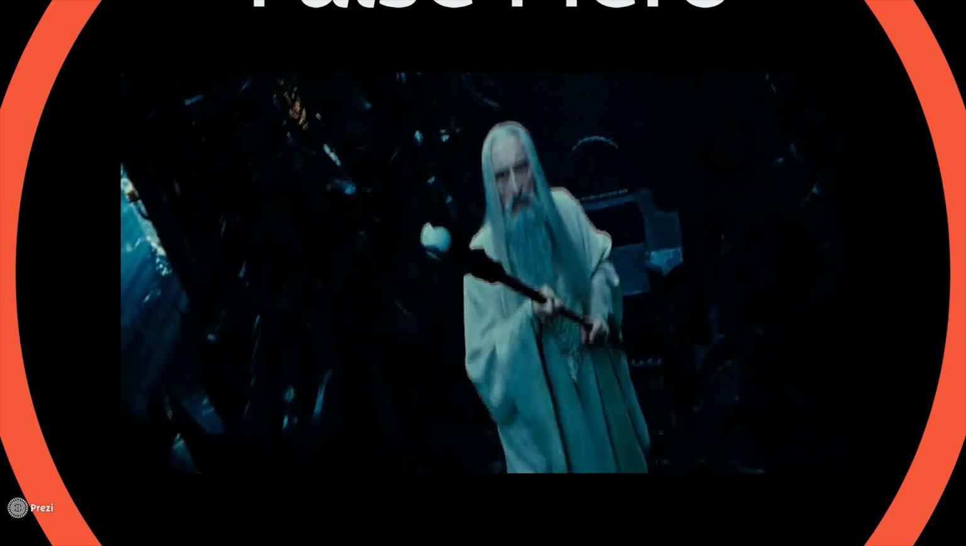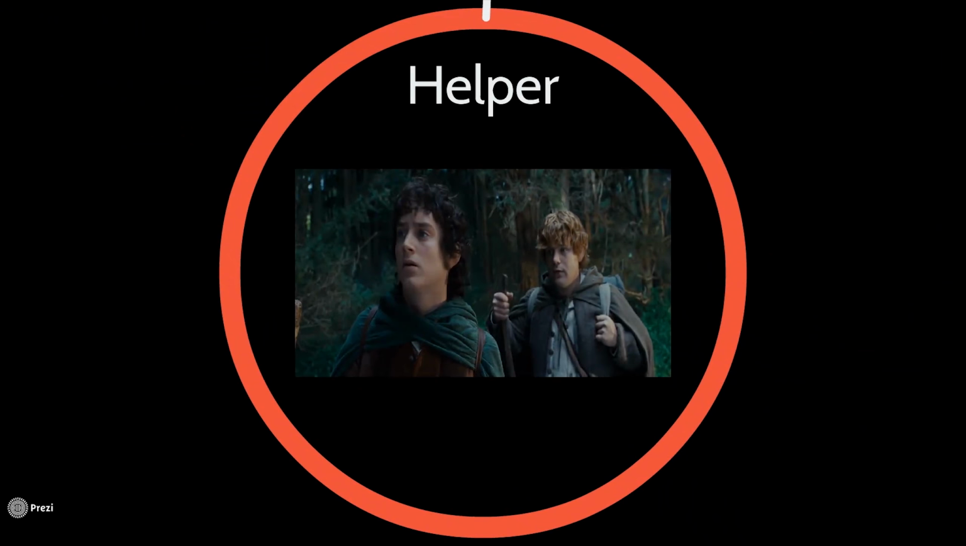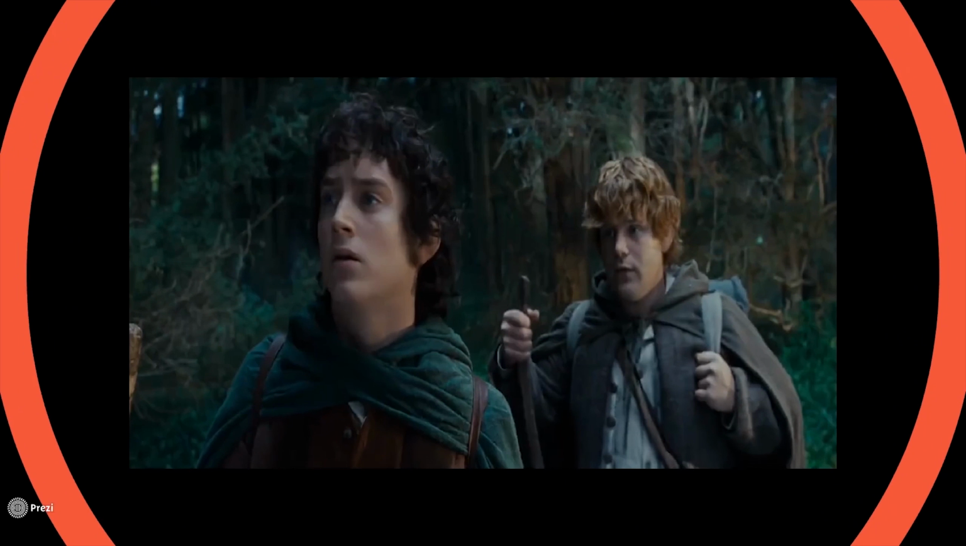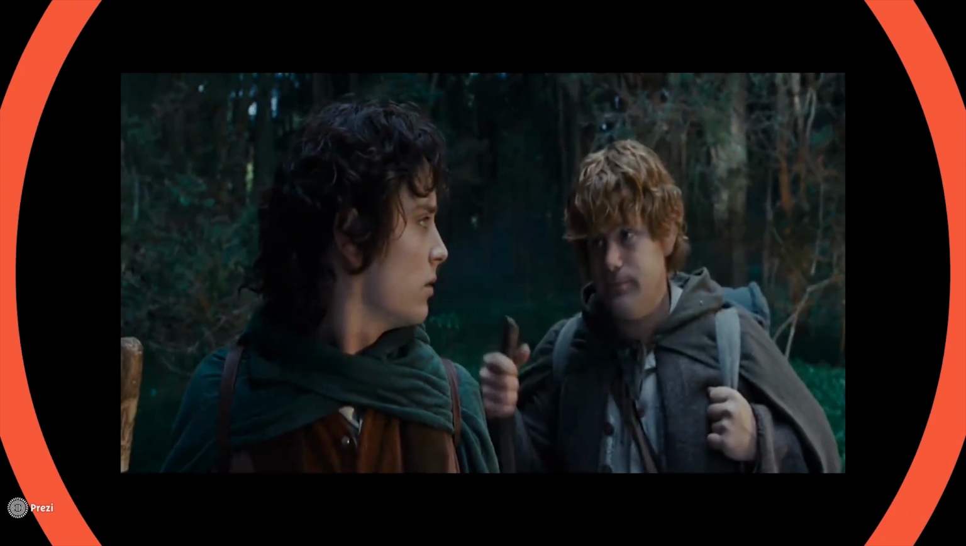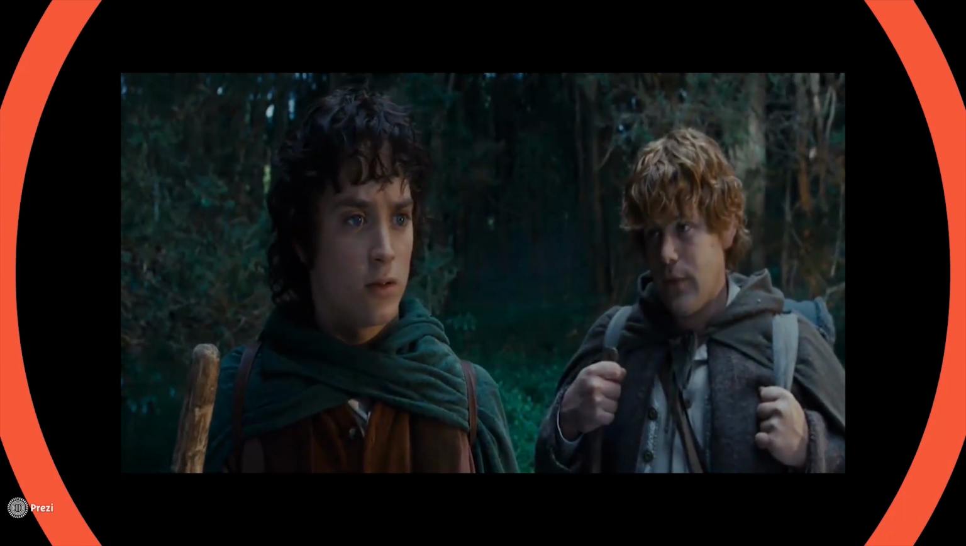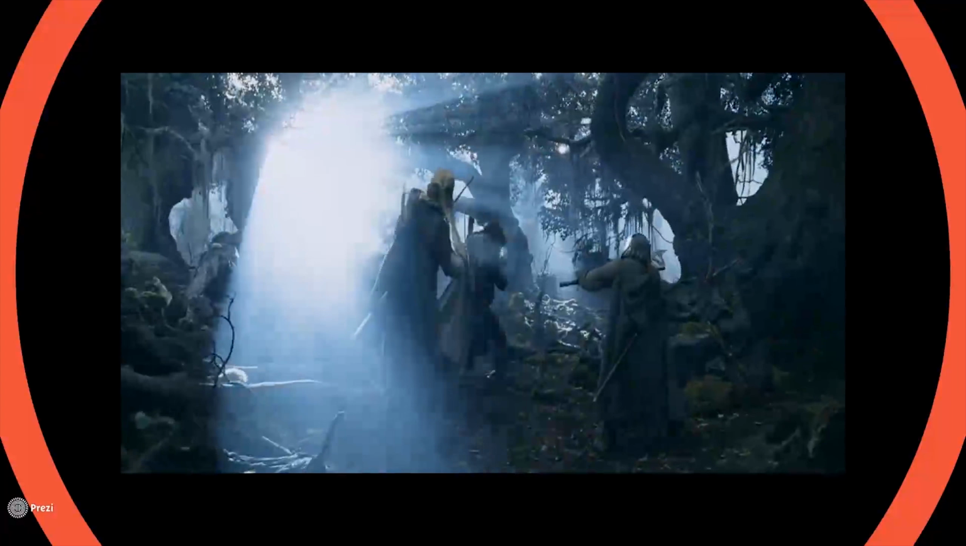The sixth character is the helper. This character is usually the hero's companion and helps them on their journey. In The Lord of the Rings, Sam is the helper. Also, we can argue that Gimli and Legolas are helpers.